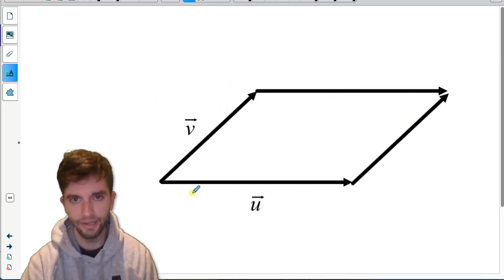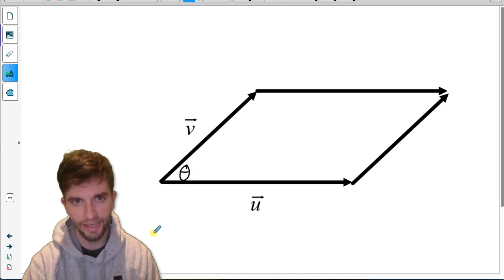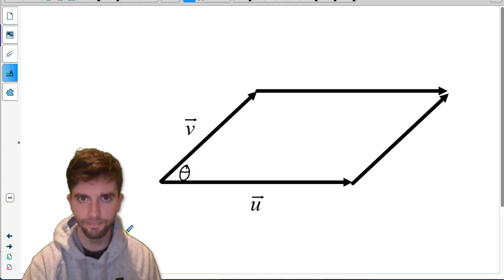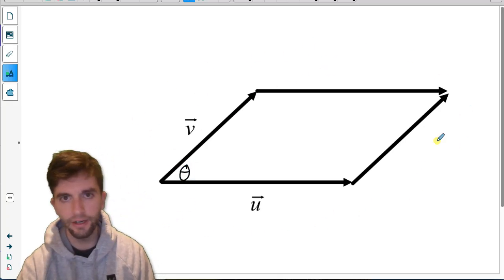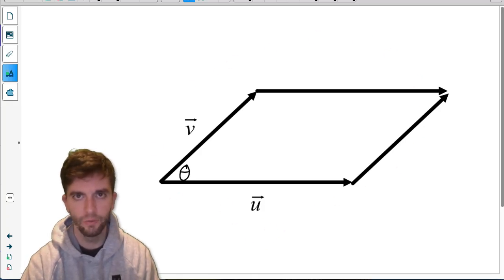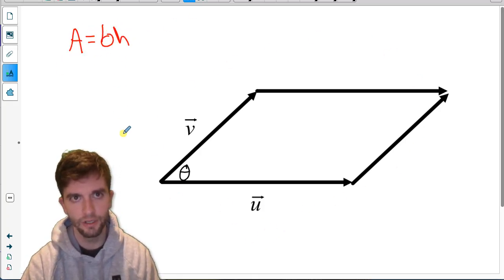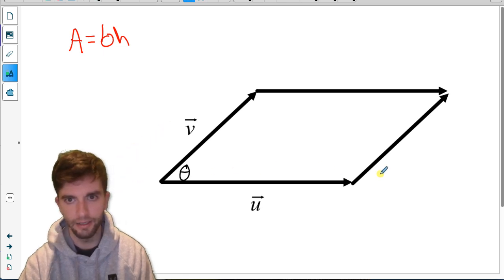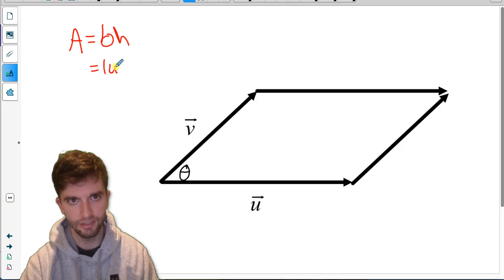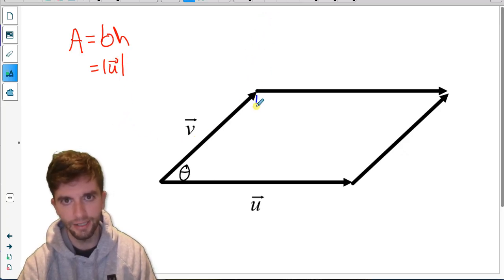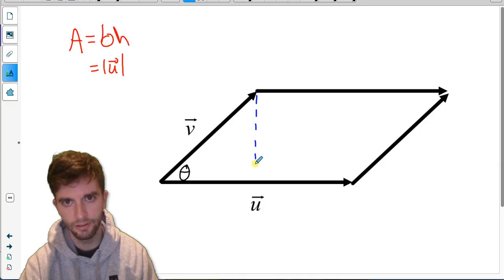Oh, and I should also add in, if we're doing cross product, we know this angle between the two vectors when they're tail to tail. And if I wanted the area of this parallelogram, well, what's the formula for area of a parallelogram? It's just base times height. So I would have to multiply the length of this side, which is the magnitude of vector u, multiplied by the height. And the height could be represented with that dotted line there, where it's perpendicular to vector u.